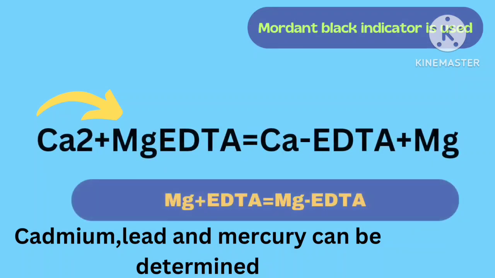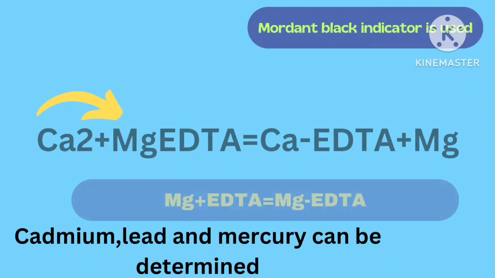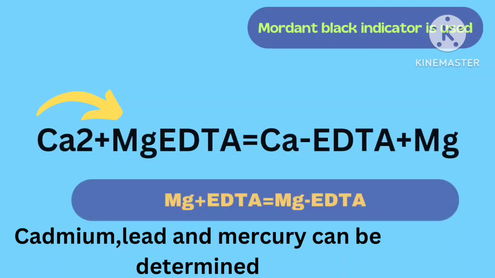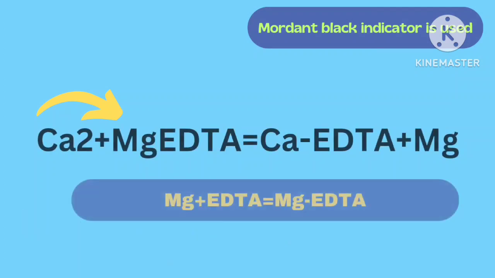So there is a formation of calcium EDTA plus magnesium. That Mg comes in the box, which is blinking. You observe there. When magnesium is made to react with EDTA, there is a formation of magnesium EDTA, so that we can easily separate the magnesium EDTA. Cadmium, lead and mercury can be determined this way.